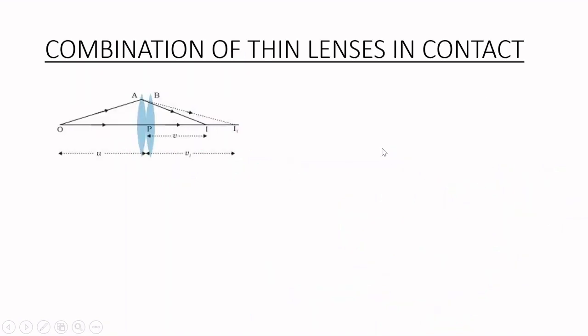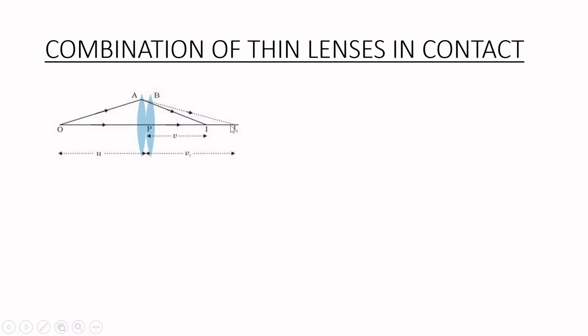Now, in a combination of thin lenses in contact, if there are two lenses in contact, the separation is very minimal. In that case, we can find out the total power produced by these two lenses in contact. So, let us imagine there are two lenses A and B. The object is a point object at O on the principal axis. It is at a distance u from both the lenses because the lenses are very thin and in contact. Therefore, we take the distance to be u from both the lenses.